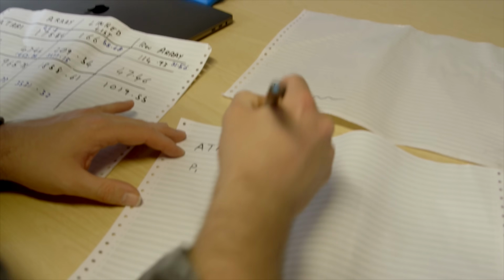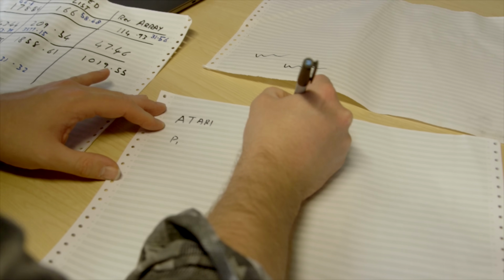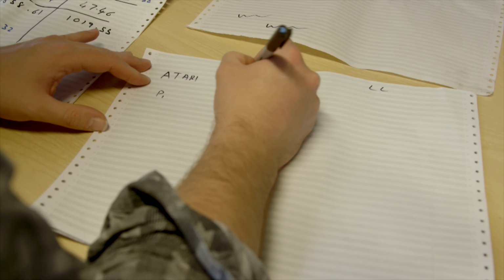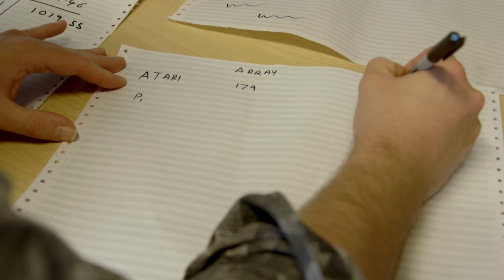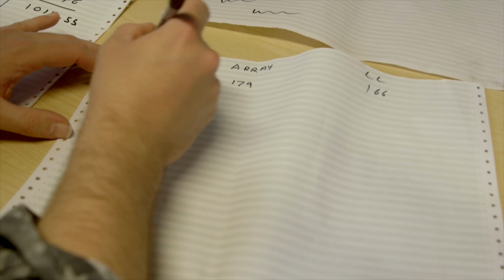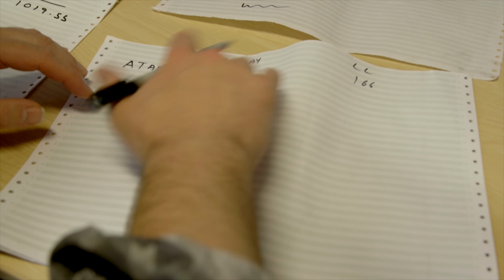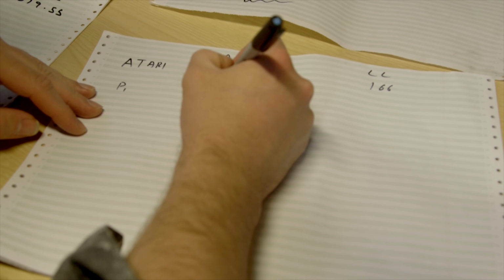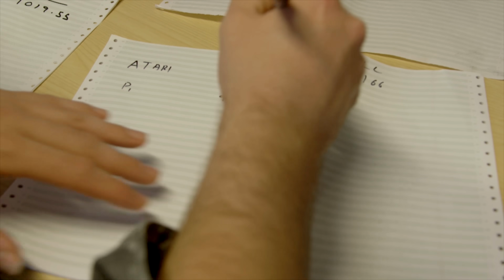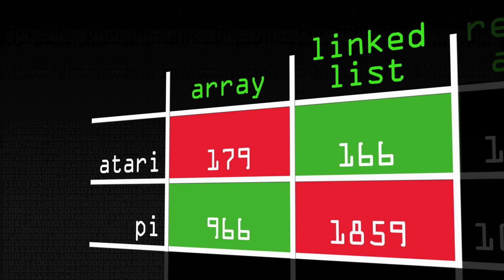Well, let's ignore the iMac for the minute. The Apple haters will love that bit, but let's ignore the iMac for the moment. Let's just have a look at the Raspberry Pi and the Atari. So we've got the Atari and the Raspberry Pi, and we'll just go with the array speed and the linked list. So they've got about 179 for that and 166 clock ticks for that. Now remember, we can't compare the clock ticks between the different machines because they're different clocks used in the machines, but we can compare them relatively between the same thing on the same machine. For the Raspberry Pi, it was 966, and that was a 1,859-ish.